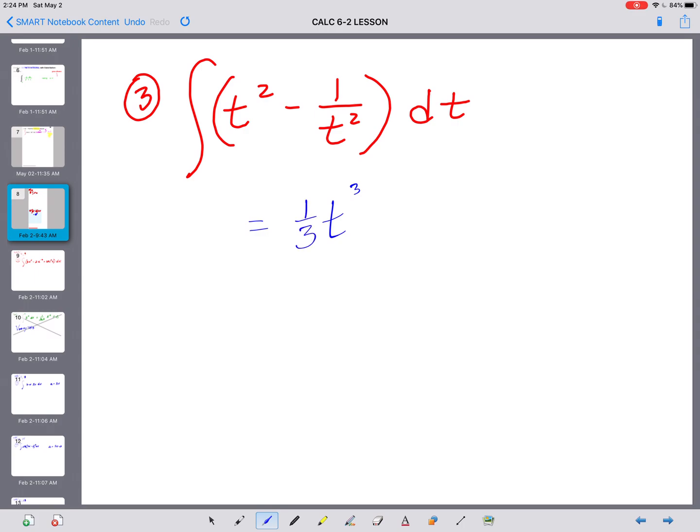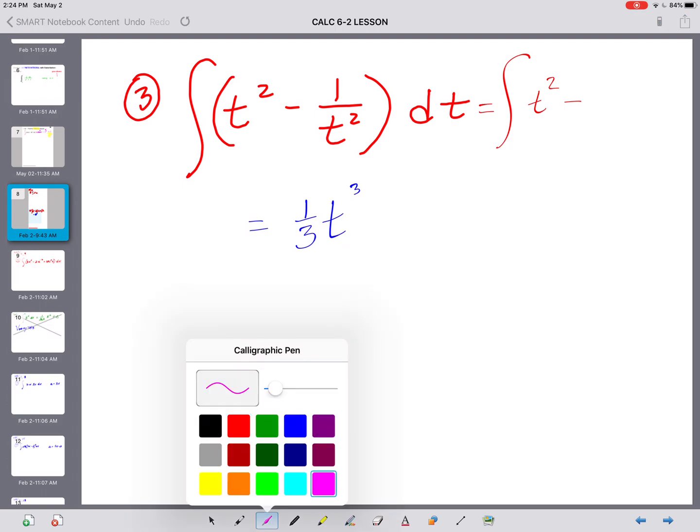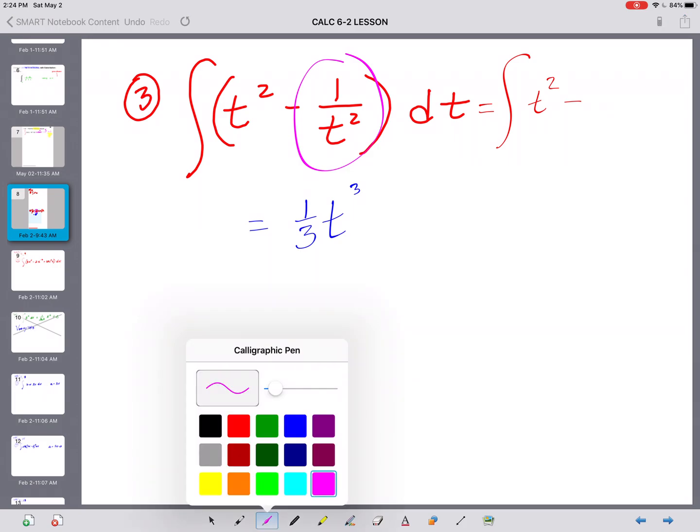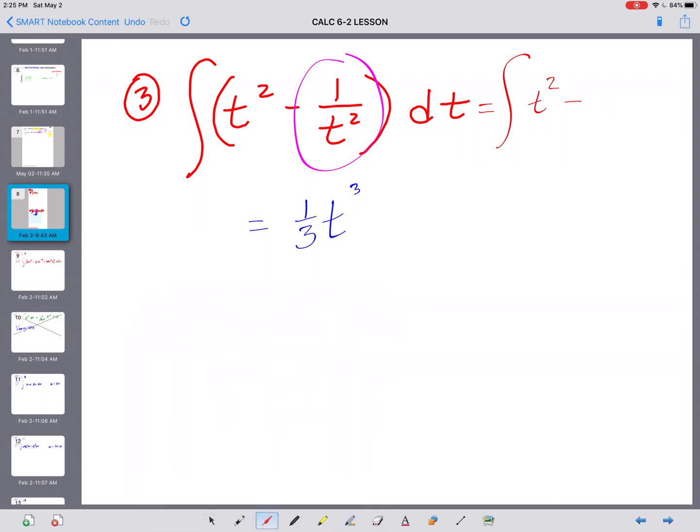Now, in fact, before I do anything on this, I'm going to rewrite this. I should have done this first. t squared minus, how do I write this one right here? What's another way to write that? Yeah, that's going to be minus t to the negative 2.